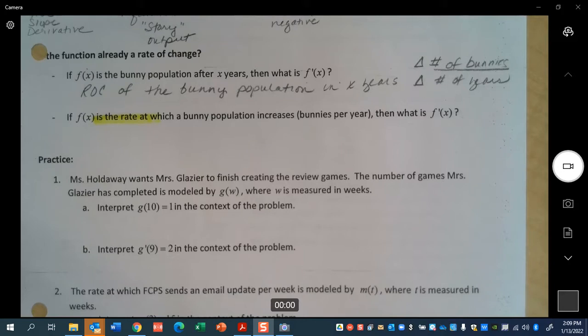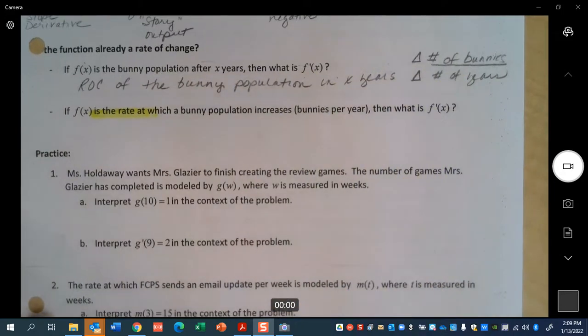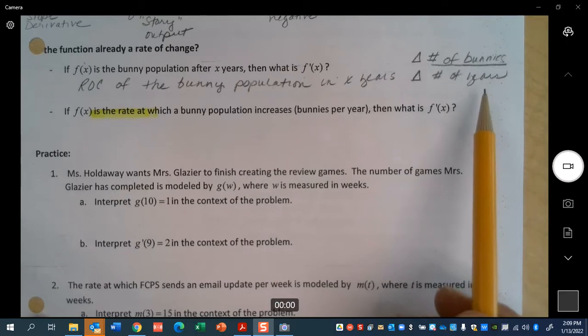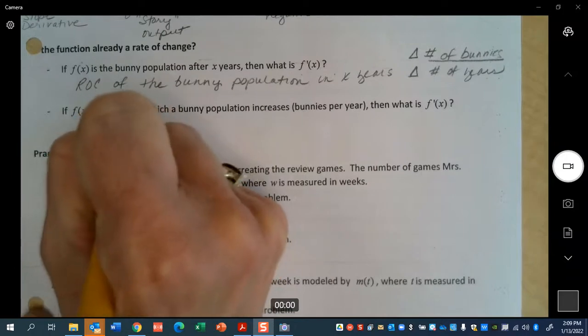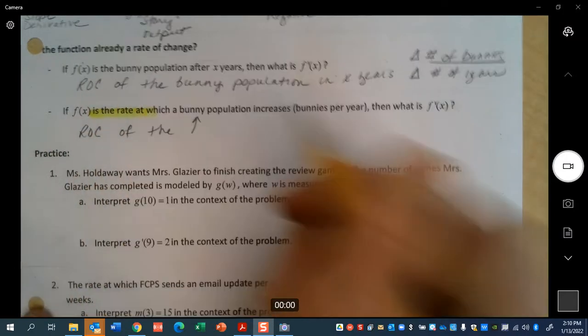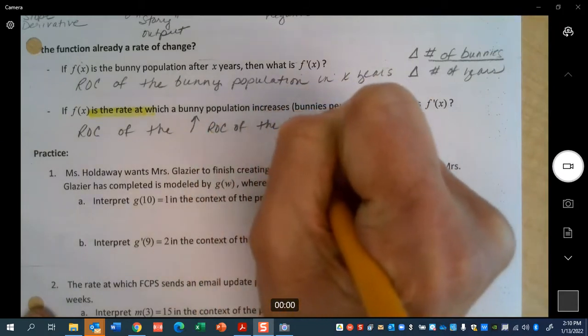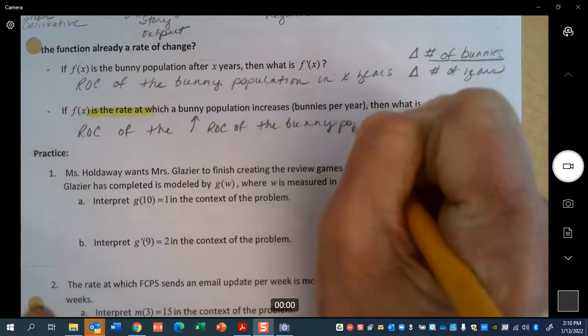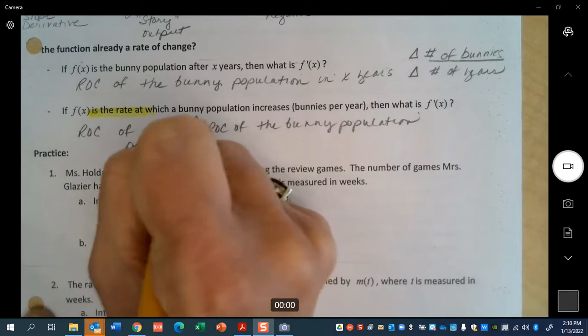So reading these stories, we're talking about this is my original function. What is the change of the bunny population? If this is the rate at which the bunny population increases, the number of bunnies per year, I'm looking at the rate of change of the rate of change of the bunny population. Ready for this? Per year.